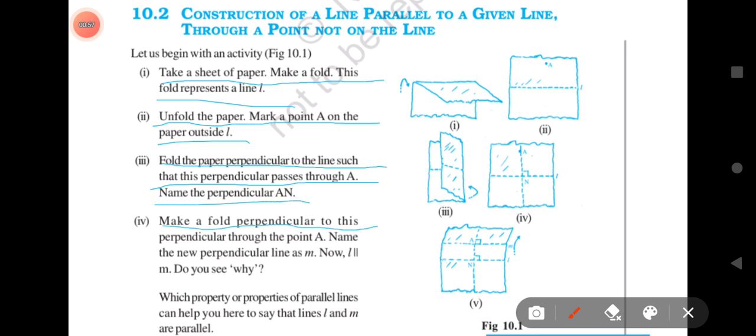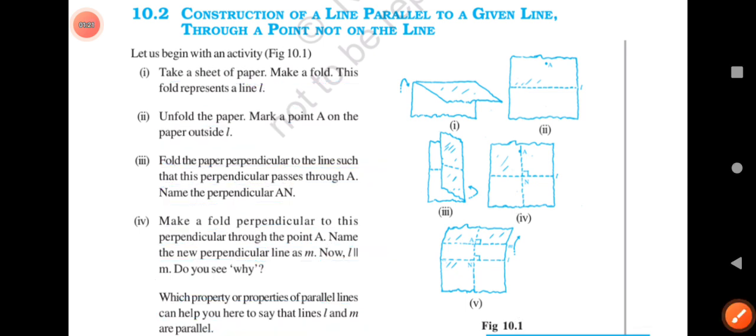4. Make a fold perpendicular to this perpendicular through the point A. Name this line M. Now, L is parallel to M. Do you see why? Which property or properties of parallel lines can help you to say that the lines L and M are parallel?